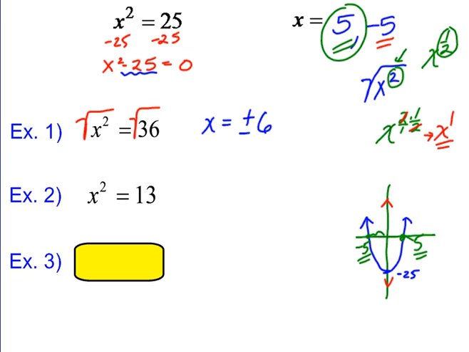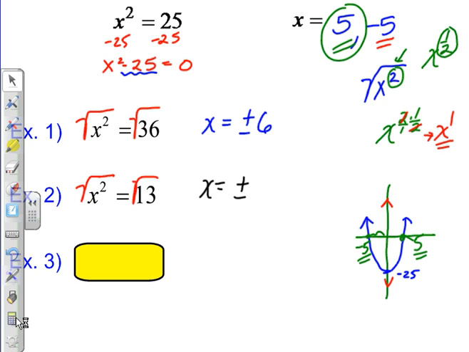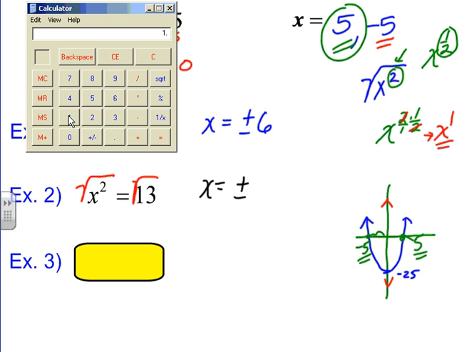X squared equals 13. Again, if I take the square root of both sides, I will get x equals, and again, plus or minus, because I know I'm going to get two things. And what we want to look at is why we would leave the square root of 13 as the square root of 13. If I were to get a calculator and take the square root of 13, we can see it's not a perfect square. It goes on forever, kind of like pi. Just keeps on going and going and going.